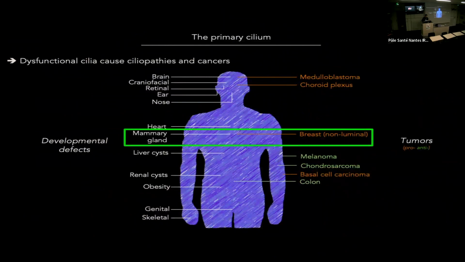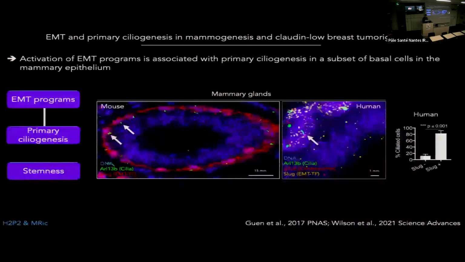To go back to our tissue of interest, the mammary gland and breast cancers, we first showed that activation of EMT programs is associated with primary ciliogenesis in a subset of basal cells in the mammary epithelium, either in the mouse mammary epithelium or in the human mammary epithelium.